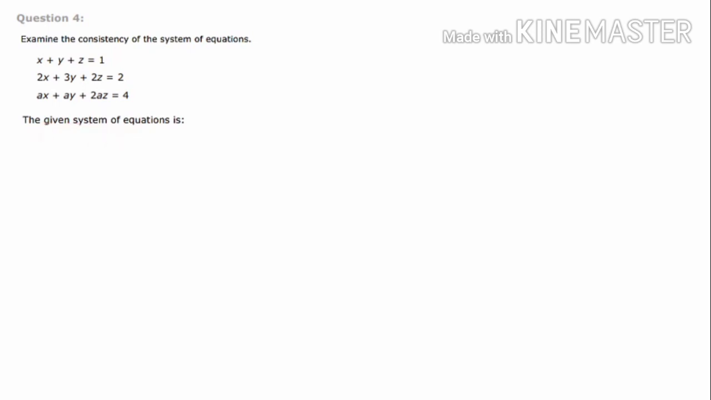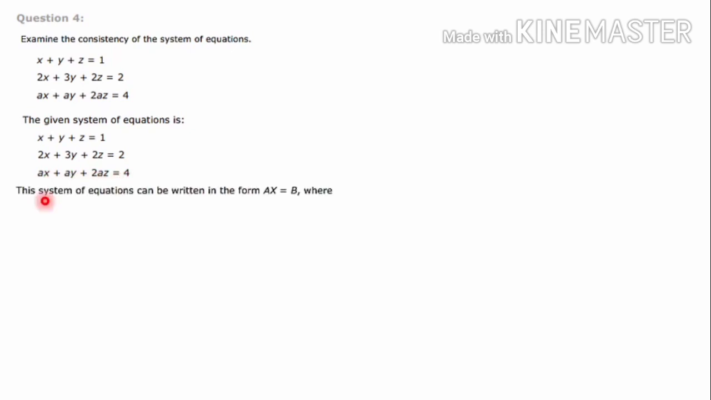The given system of equations is, let's copy down the given equations. x plus y plus z is equal to 1, 2x plus 3y plus 2z is equal to 2, ax plus ay plus 2az is equal to 4. As before, the given system of equations can be written in the form AX is equal to B. Here A is the coefficient matrix, X is the variable matrix, and B is the constant matrix. Let's write down A, X and B.